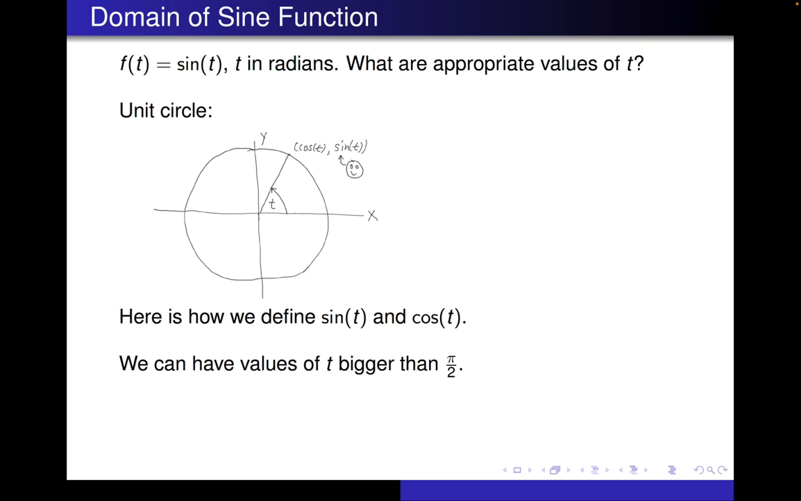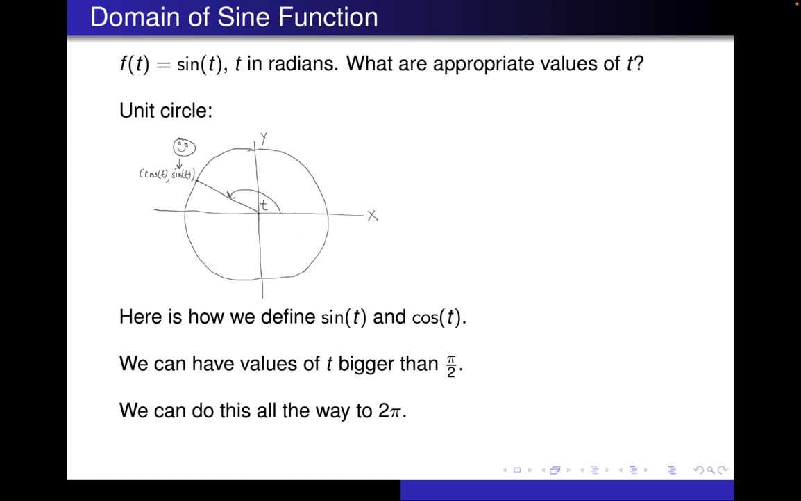So we already know we can have values of t bigger than pi over 2, right? Because we go over pi over 2, something like this, and it still has a y-coordinate, we still get a sine of t. And we can certainly do all this all the way to 2 pi. We can go all the way around. There we get a sine of 2 pi equals 0. And the question is, can we go past 2 pi? And what does it even mean to go past 2 pi?